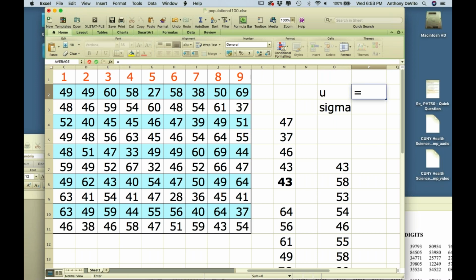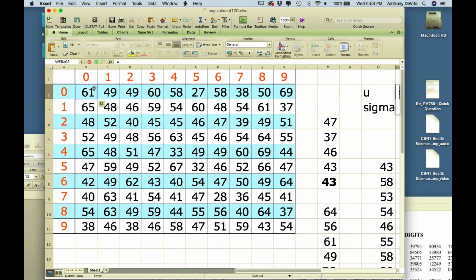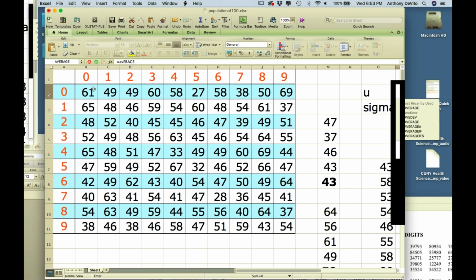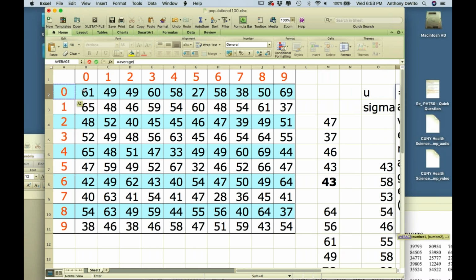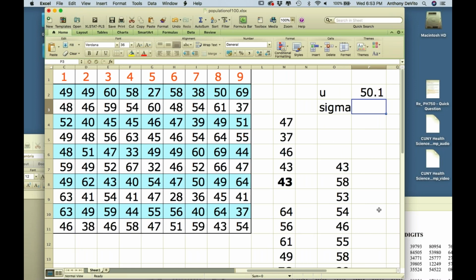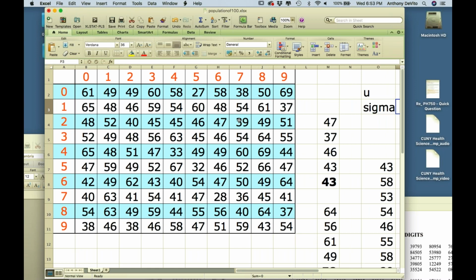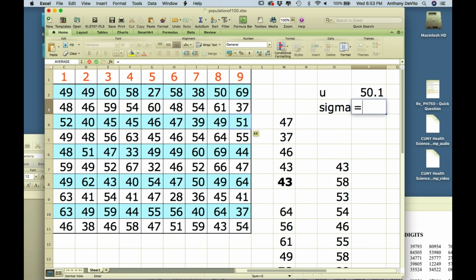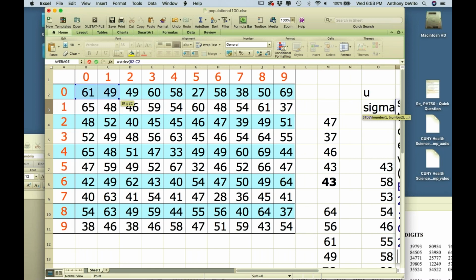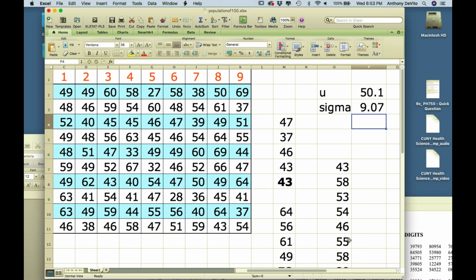Let me do this first. The mean for the population is equal to the average of all of these numbers. This is the population mean, and the population mean is 50.1. And the population standard deviation is equal to standard deviation, parentheses, and I'm going to take the standard deviation for all of these numbers, the entire population, and the standard deviation came out to be 9.